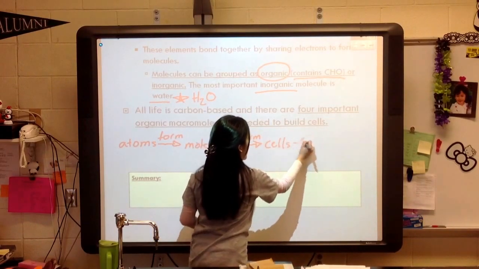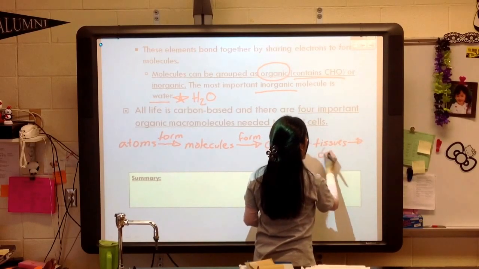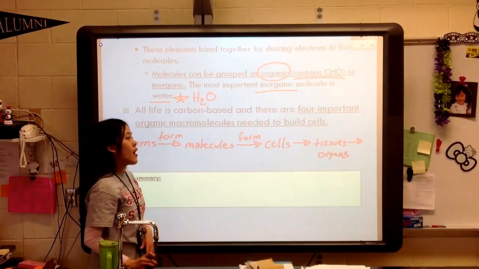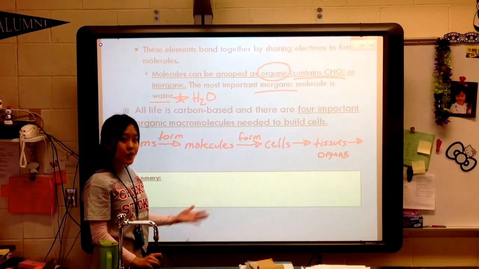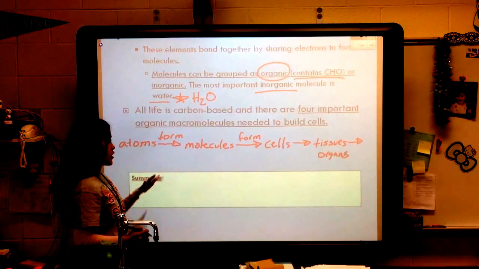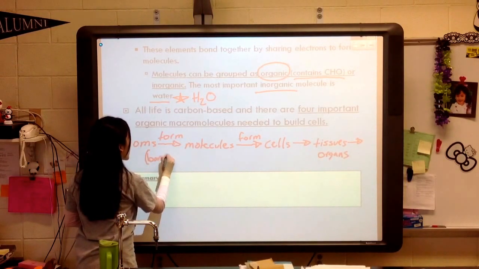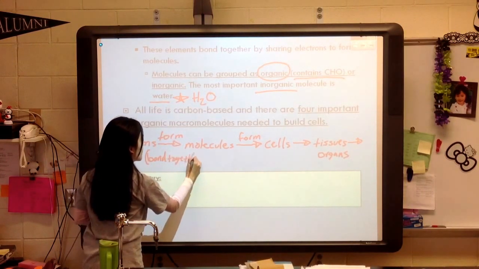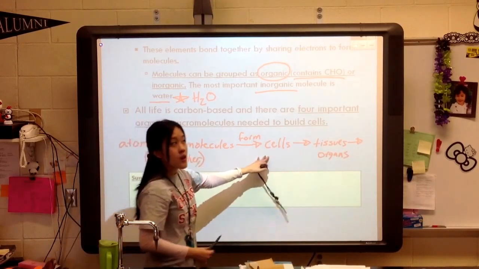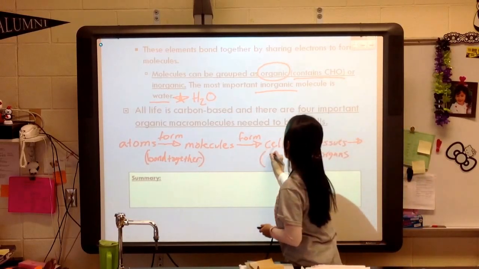cells that can become tissues and organs, and then in that picture, organ systems and organisms, and then populations and communities, and so on and so on. But this is the first part that we really need to understand here. Atoms are going to bond together to form molecules that form cells, and cells are the first kind of stage or smallest unit of life there, and this is life.